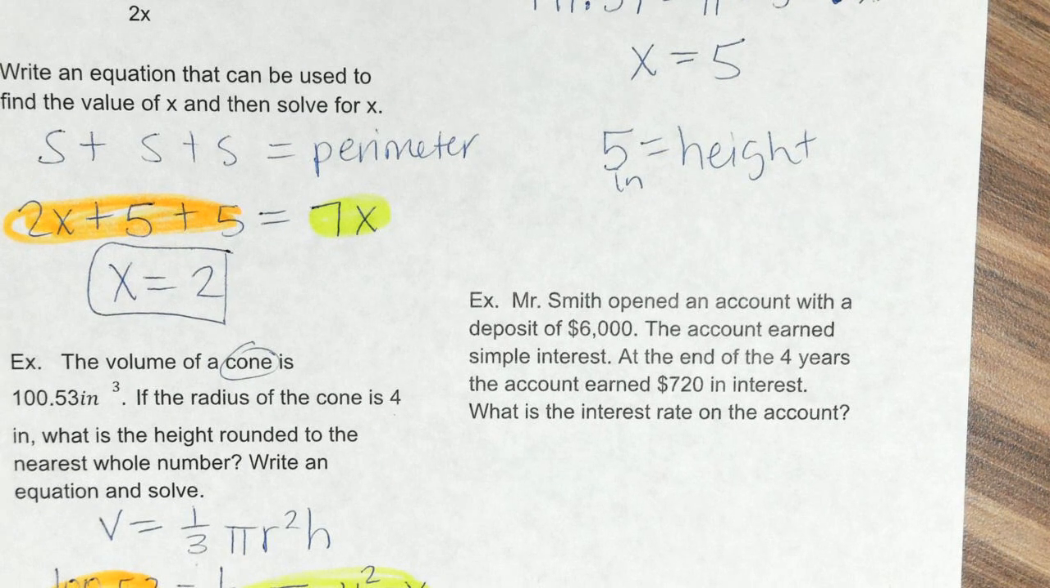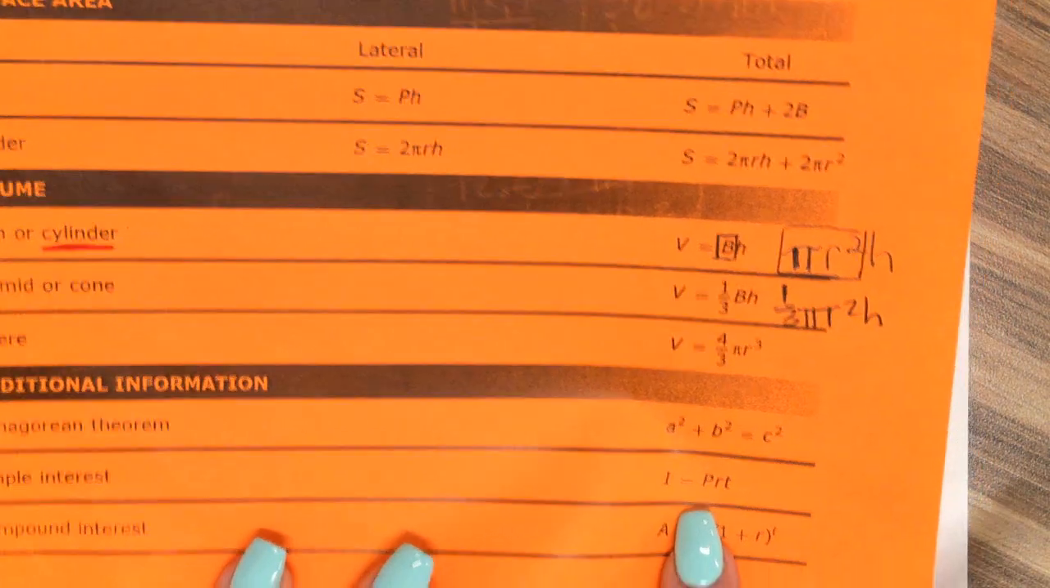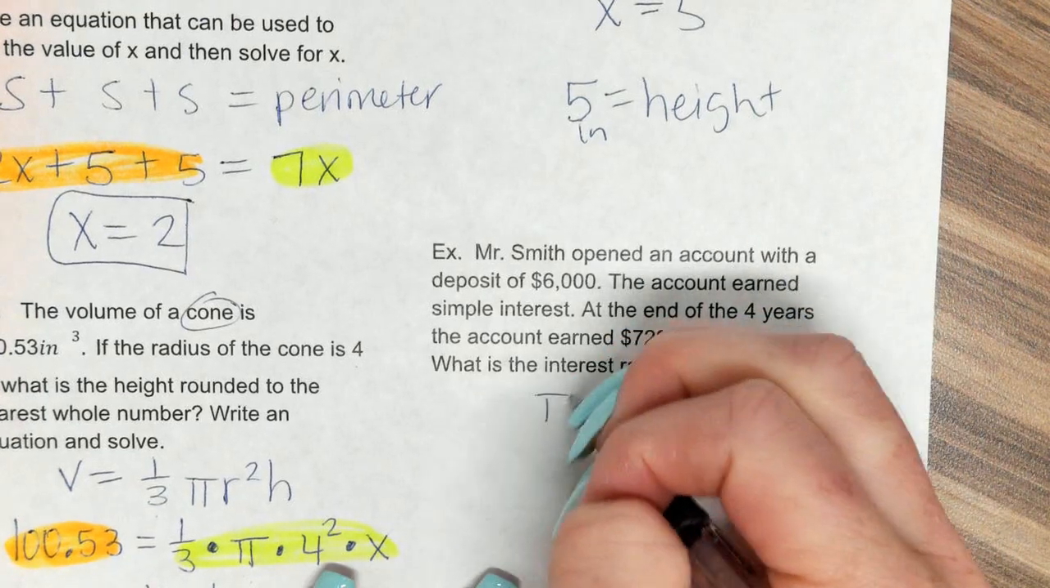All right, the last one. Mr. Smith opened an account with a deposit of $6,000. The account earned simple interest. So what formula am I going to write down? I equals, I got that from right here. I equals PRT.